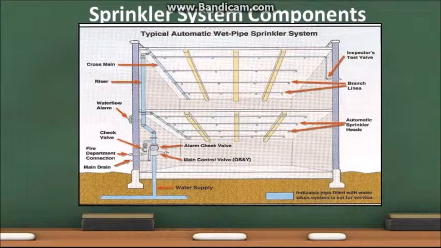The riser carries the water up into the cross main. The cross main carries the water to the branch lines, which carries water to the sprinkler heads. The main drain releases water from the system for maintenance purposes.